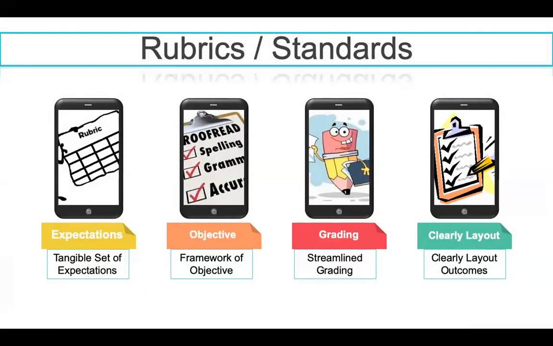Now the question is, what do rubric standards consist of? Basically, it consists of a tangible set of expectations, an objective framework, streamlined grading, and one clear layout.